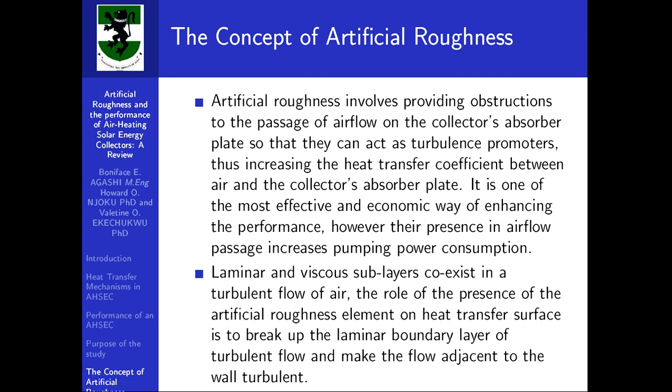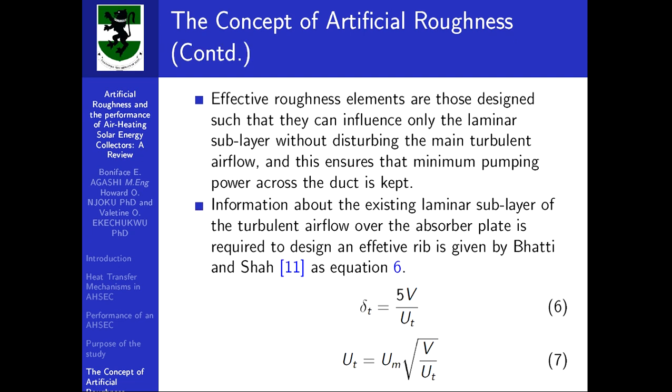As we know, laminar and viscous sublayer coexist in a turbulent flow of air. The role of the presence of the artificial roughness element on heat transfer surface, or on the absorber plate of a heater, is to break up the laminar boundary layer and make the flow adjacent to the absorber plate entirely turbulent. Effective roughness elements are therefore those that are designed in such a way that they can influence only the laminar sublayer without disturbing the main turbulent airflow, and by this, minimum pumping power across the device duct is kept.